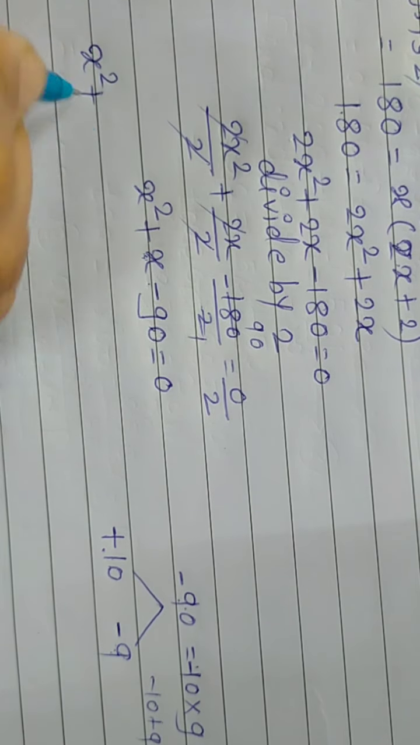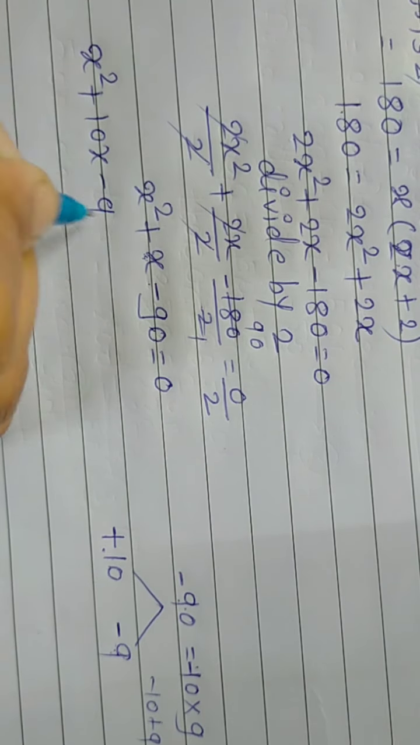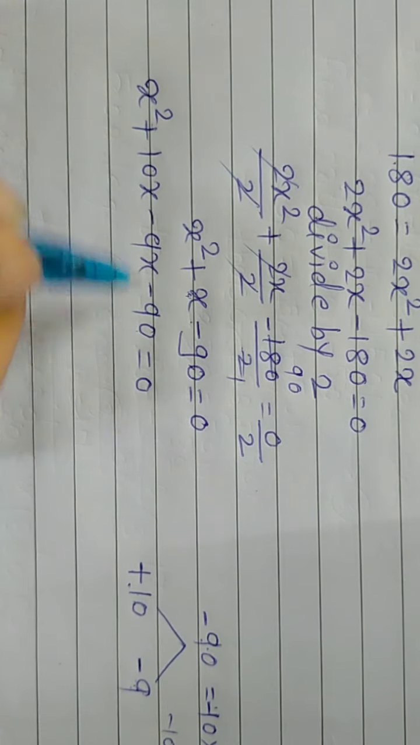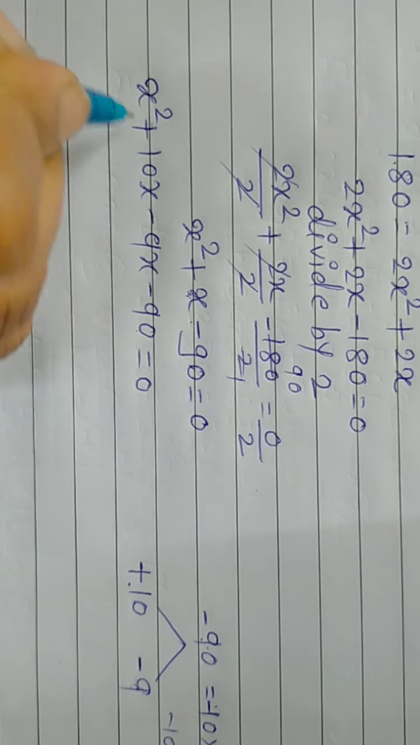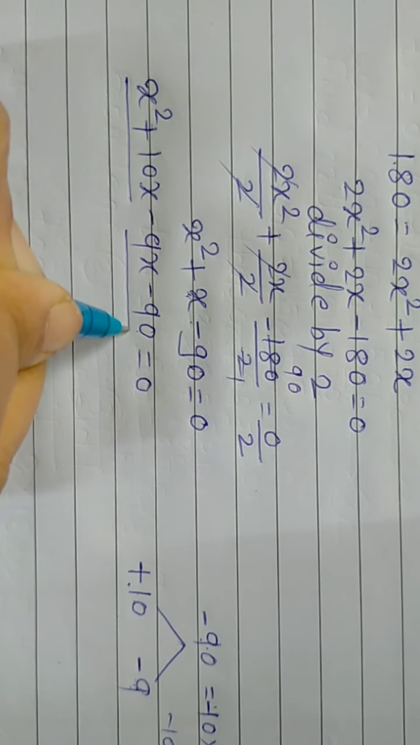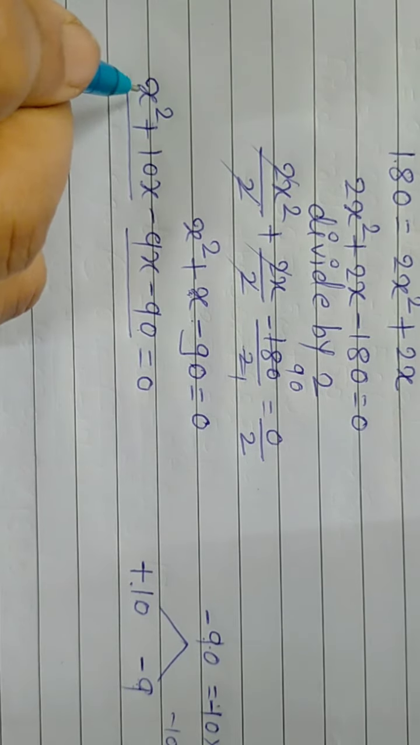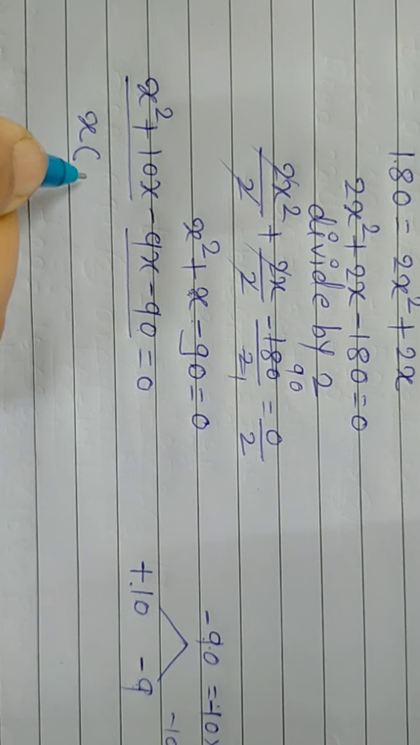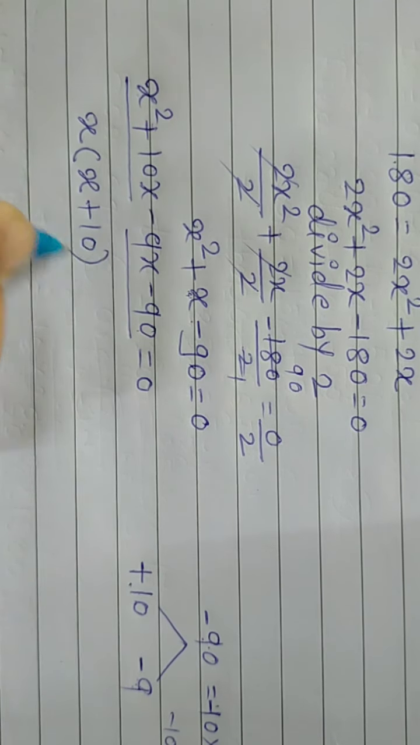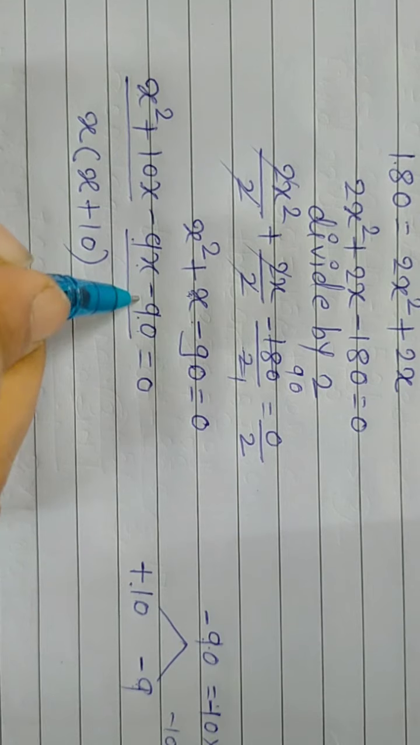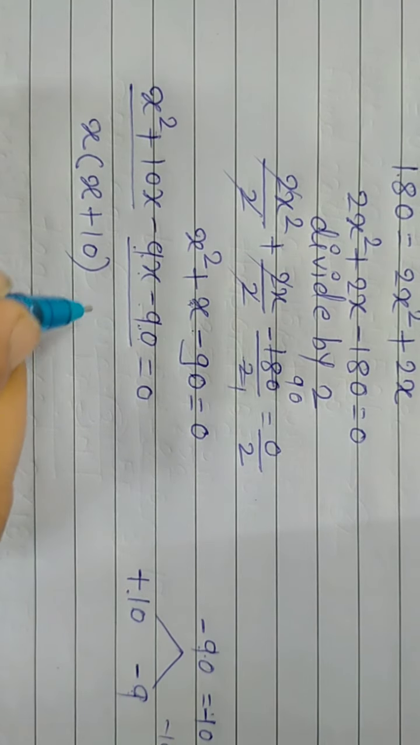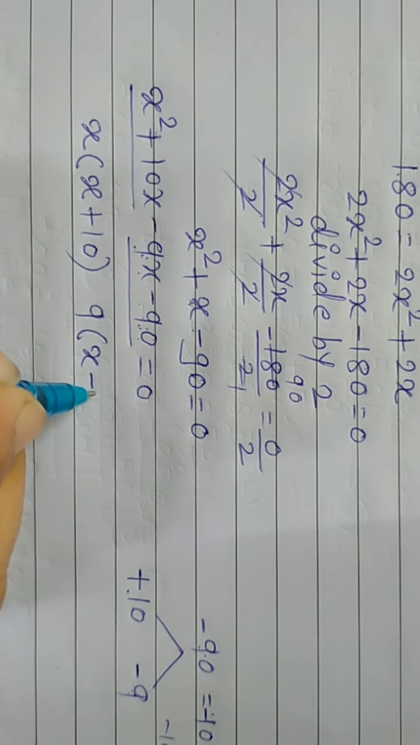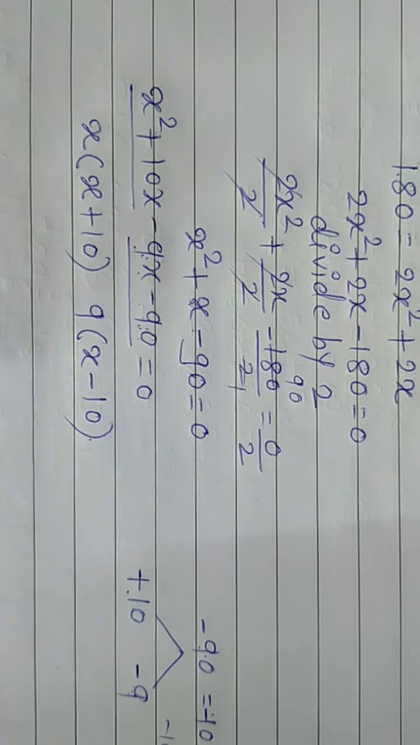So multiplication we get minus 90. Minus 10 into 9 we get minus 90, and minus 10 plus 9 we get plus 1. Then write down these two numbers 10 and minus 9 with this x variable. So x square plus 10x minus 9x minus 90 is equal to 0. Then here are total 4 terms, 1, 2, 3, 4. So make two groups. This is one group and this is the second group.